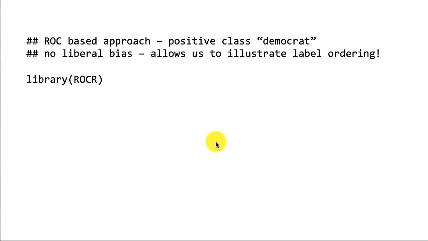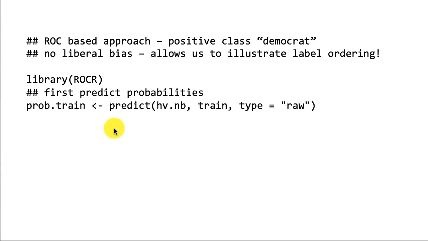We're going to do ROC charts, so library ROCR. First, let's go ahead and predict probabilities. To predict probabilities, I'm saying prob.train is predict hv.nb train type equals raw. This is what is going to make it predict probabilities. Again, this particular way of doing it is for naive Bayes only. For every method, you have different ways of getting the probabilities, as we've already seen.